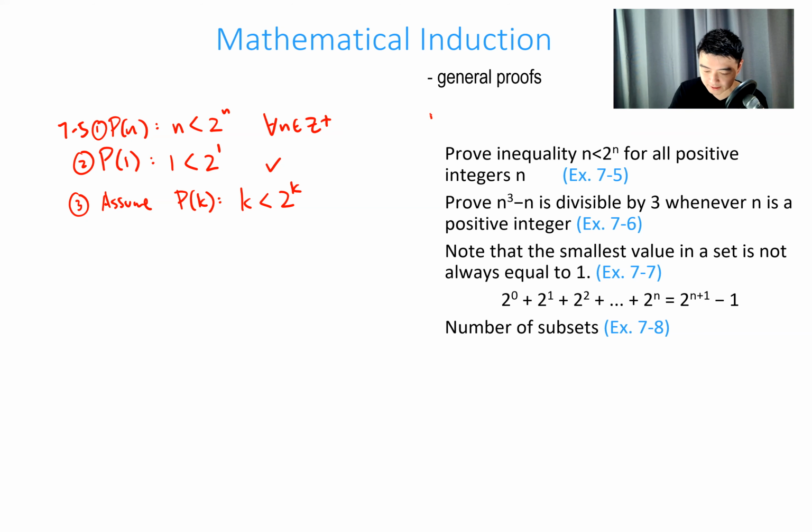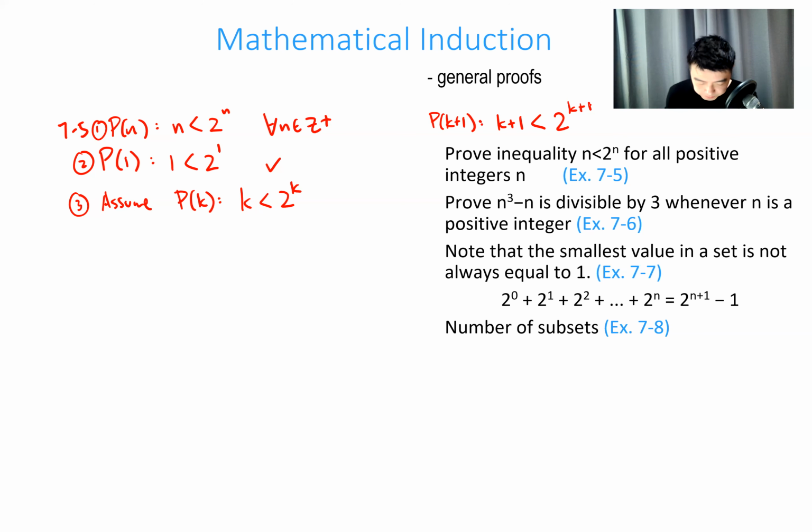So on the side, I'm going to figure out what the statement P of k plus 1 is, and it is that k plus 1 is less than 2 to the k plus 1. All right, so given that k is less than 2 to the k, can we show that k plus 1 is less than 2 to the k plus 1?